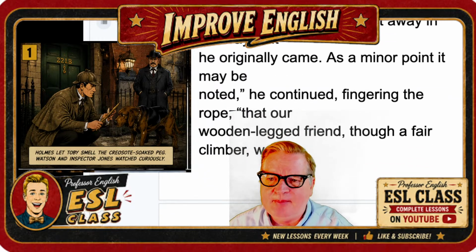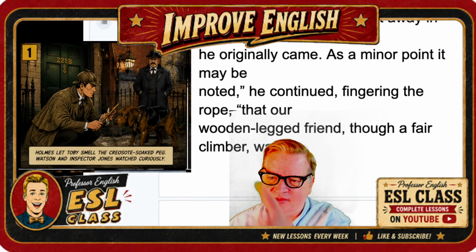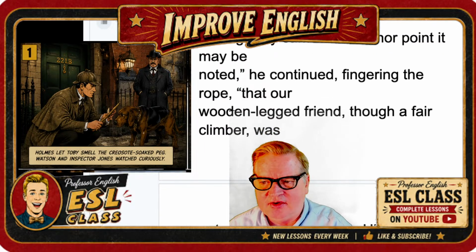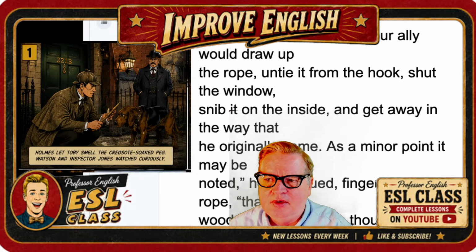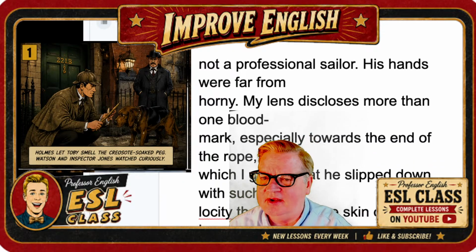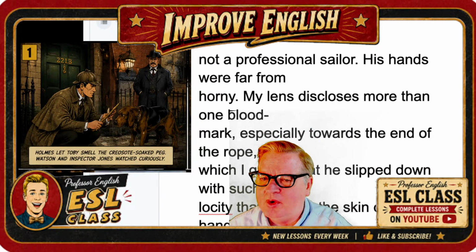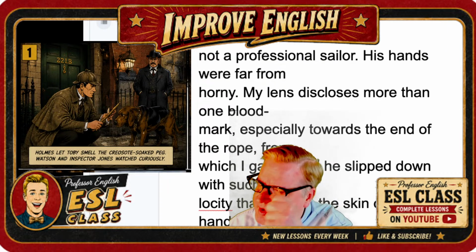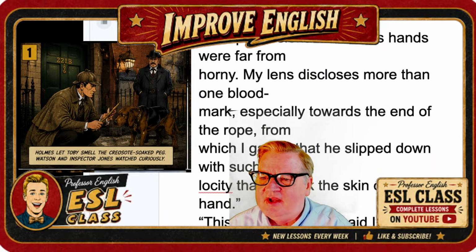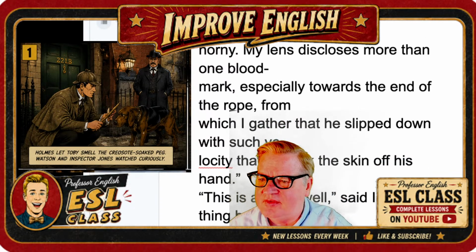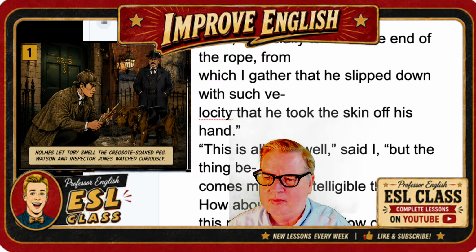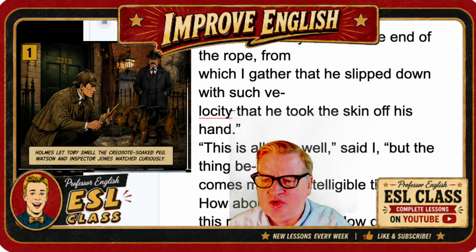As a minor point, it may be noted, he continued, fingering the rope. So fingering the rope means maybe he's just touching the rope with his finger, that our wooden-legged friend, though a fair climber, was not a professional sailor. His hands were far from horny. My lens discloses more than one blood mark. So he's talking, I think, about his magnifying glass when he says my lens, especially towards the end of the rope, from which I gather that he slipped down with such velocity. Velocity means like speed, quickness. That he took the skin off his hand.